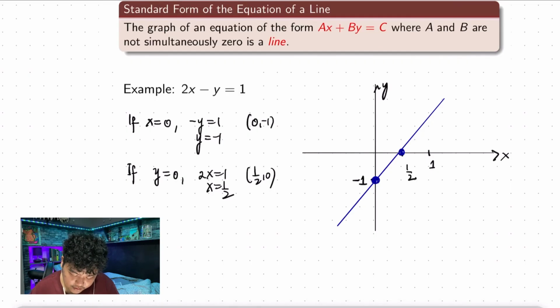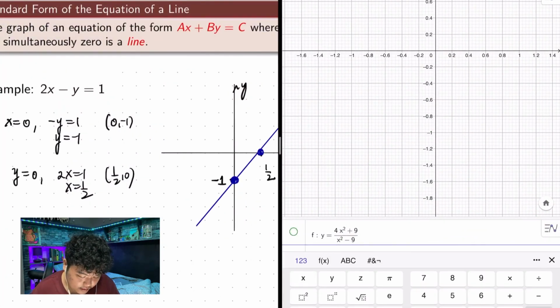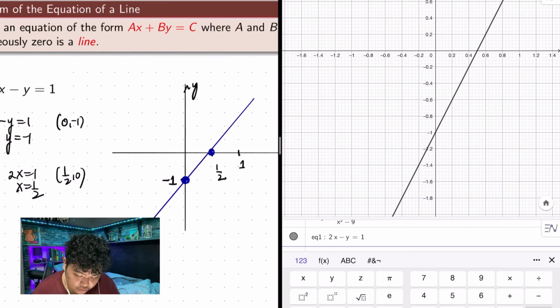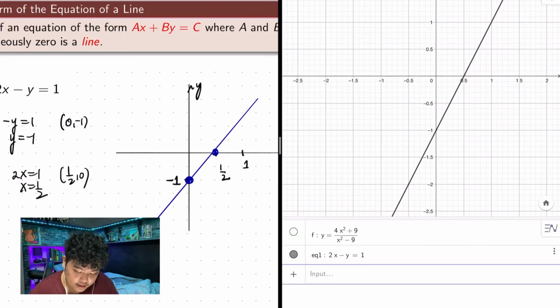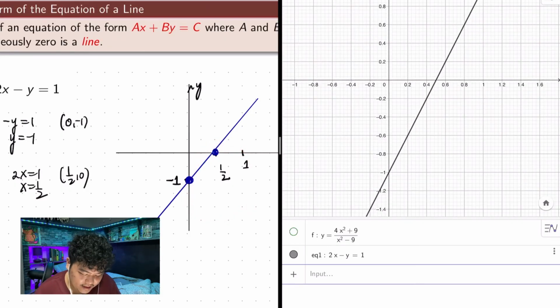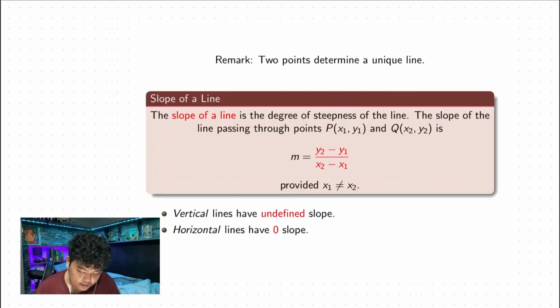Gusto nyo pa ba i-check using a graphing utility? 2x minus y equal to 1. Okay? And as you can see, nagtutugma yung graph. Tatama sa y-axis at -1. Tatama sa x-axis at 1/2 or 0.5. Okay? So, ito yung observe nyo. Parehas siyang tumatama doon. So, sabi natin, 2 points determine a unique line. Connect the 2 points, yun yung unique line.